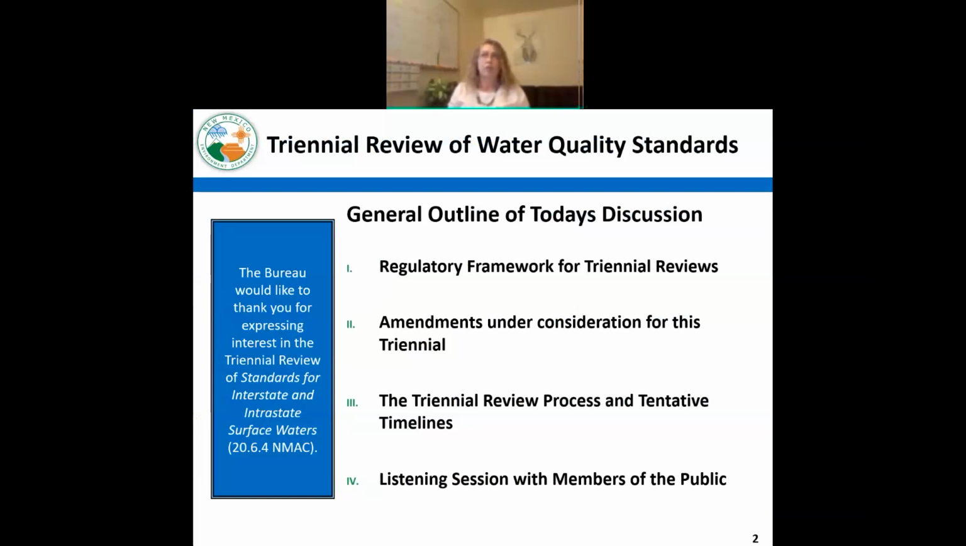The first is the general framework that regulates the process for a triennial review of water quality standards. Next, we're going to discuss the amendments that the Bureau is considering for the triennial review. And then we're going to go through the general administrative process and the tentative timelines to meet critical milestones.